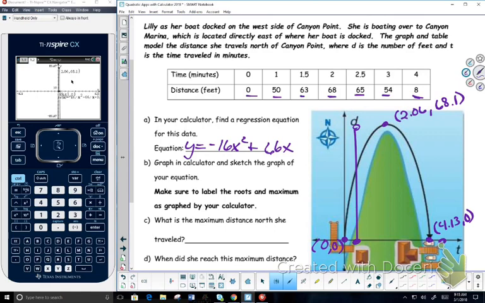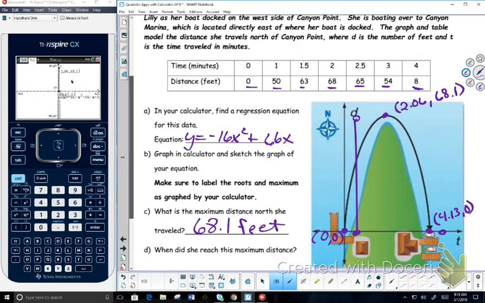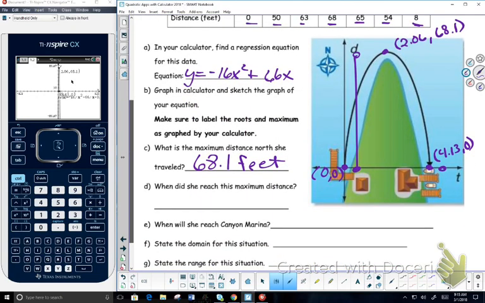So then let's see, after that, what is the maximum distance north she traveled? Well, that would be our maximum, so we're at 68.1 feet. And then when did she reach this? Well, at 2.06 minutes. So we use both our X and Y value from our maximum to get those two answers.